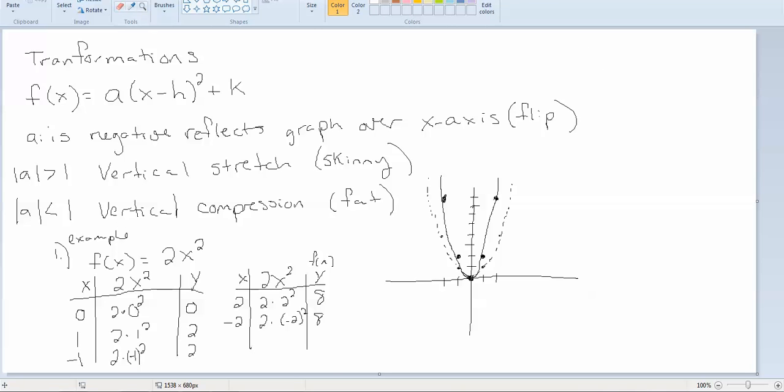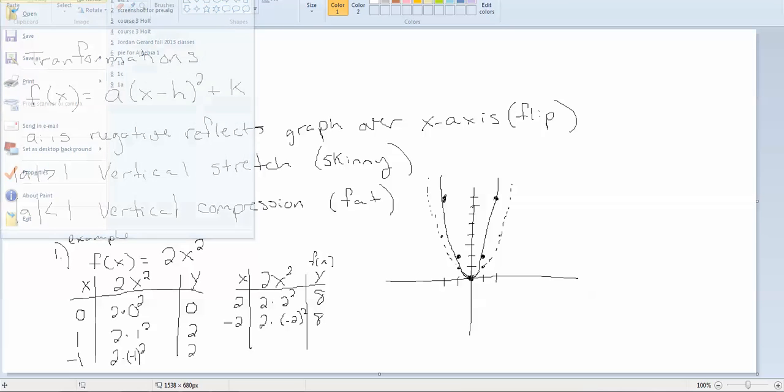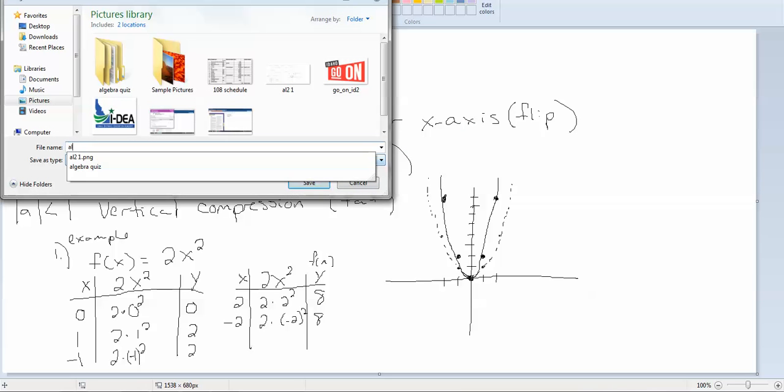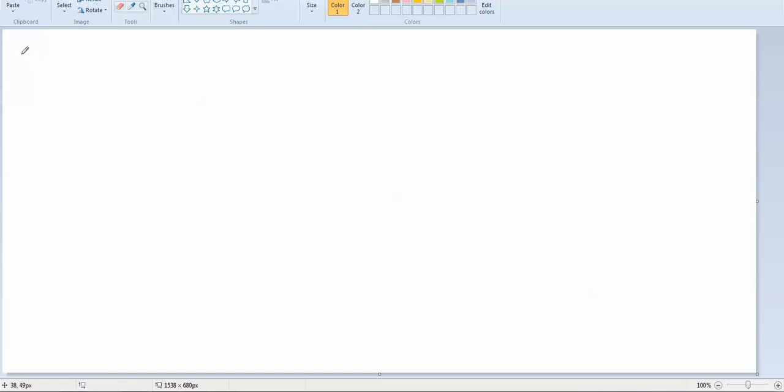Okay, so let's look at the next two numbers. So we are looking again at our formula of f of x, and we now know what A does. A is going to make it fat, skinny, and it's going to flip it upside down if it happens to be negative. Okay. What does H do?